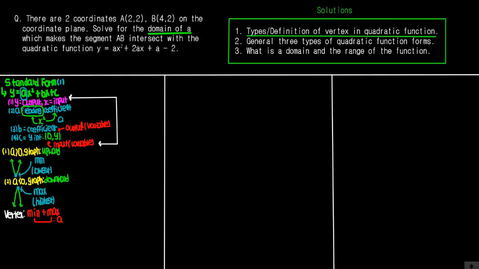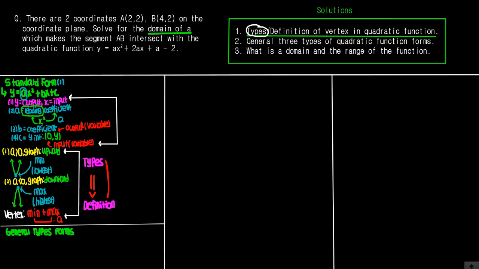And these things we talked about: what the vertex is through the standard form, which is the basic form of our quadratic function, as well as the types of our quadratic function's vertex. Let's think about the second solution to approach these questions: the general three types of quadratic function forms. So there are generally three cases or types that we use in quadratic functions.